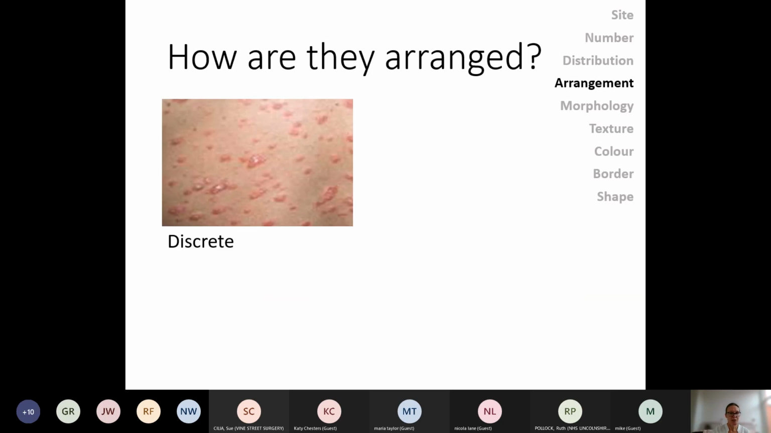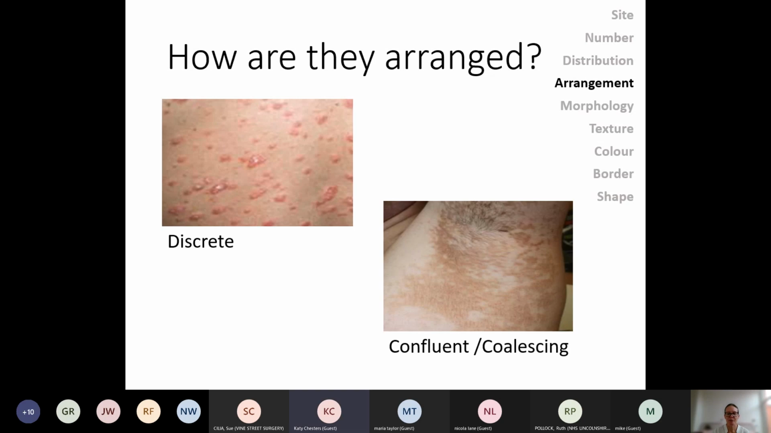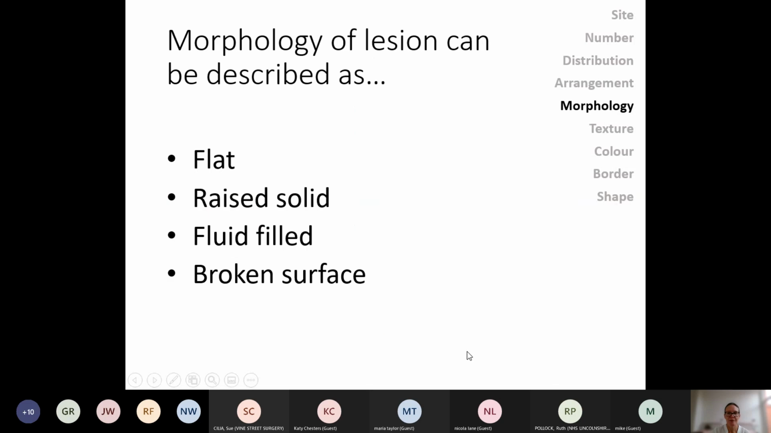How are they arranged? So discrete, meaning that each of those spots within that are all separate from the other ones. Whereas in this one, you can use the word confluent or coalescing. You can almost imagine it's lots of little brown patches that have all come together in some areas, forming kind of one big patch.